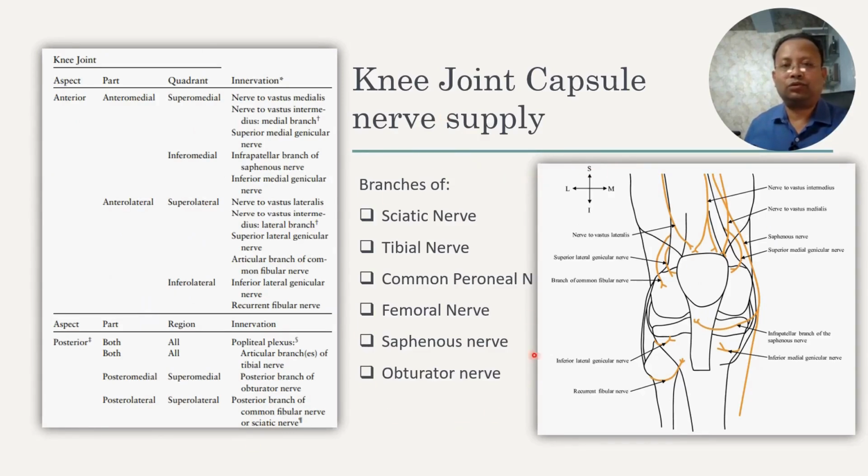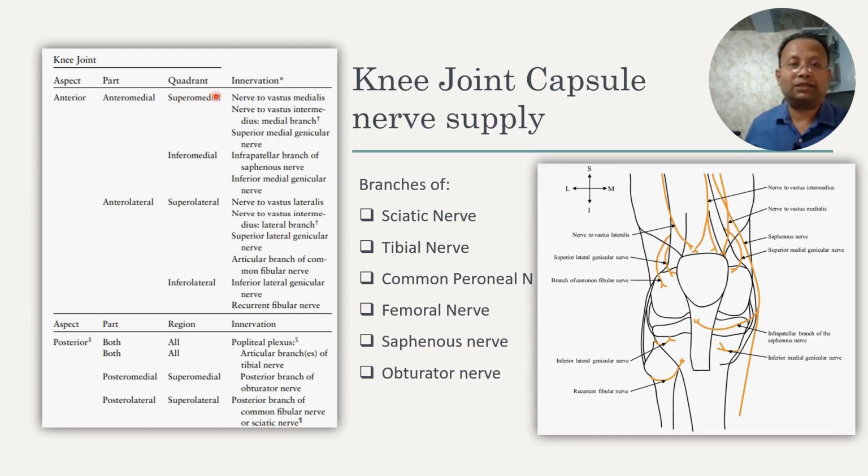Actually, all the small nerves which are supplying the capsule are ultimately branches of the sciatic nerve, and then tibial, common peroneal nerve, femoral nerve, saphenous nerve, and even the obturator nerve has small branches. Now, as a pain physician, when we are dealing with a patient of knee osteoarthritis, say grade 4 knee osteoarthritis, who doesn't want to get operated, then for symptomatic relief we will target the nerves which are supplying the capsule.